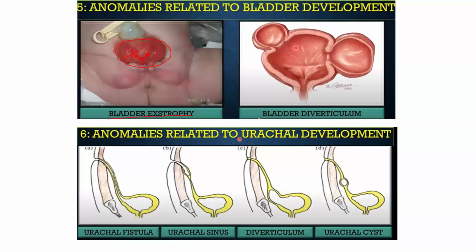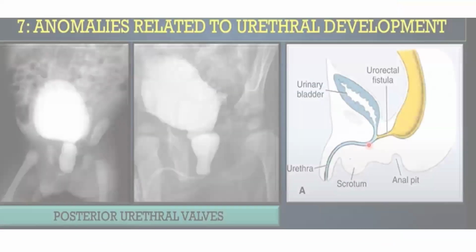Now here you have bladder diverticula. Maybe part of the bladder wall is weak, and you get outpouchings of the bladder wall. You get those bladder diverticula. I'm sure you remember this urethral development. I'm sure you remember urethral fistula, sinus, bladder diverticulum, and urethral cyst. That one we have described.